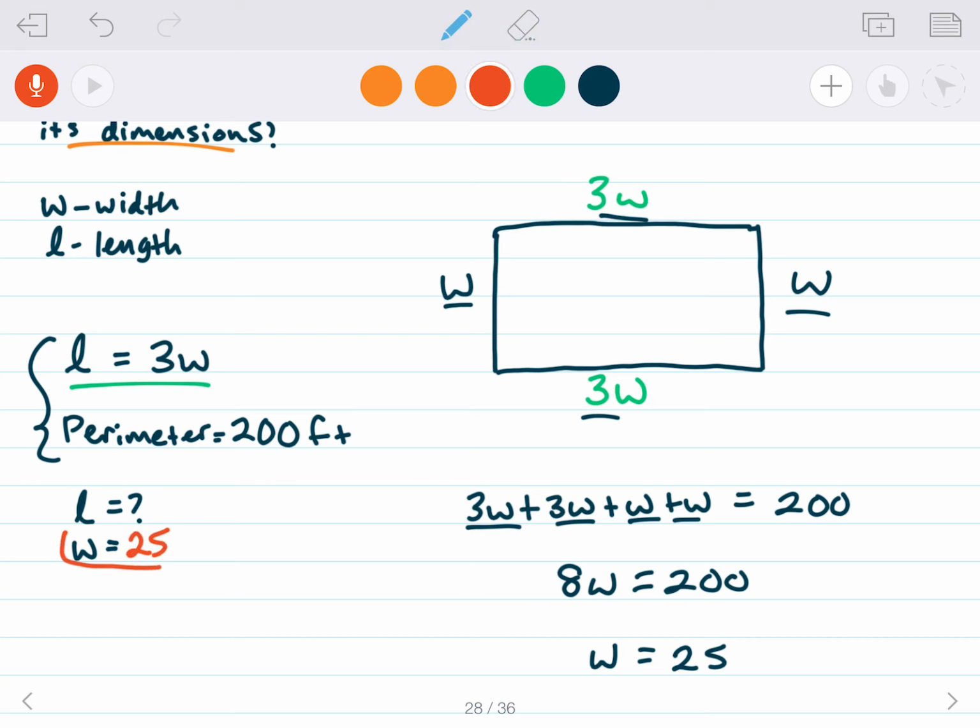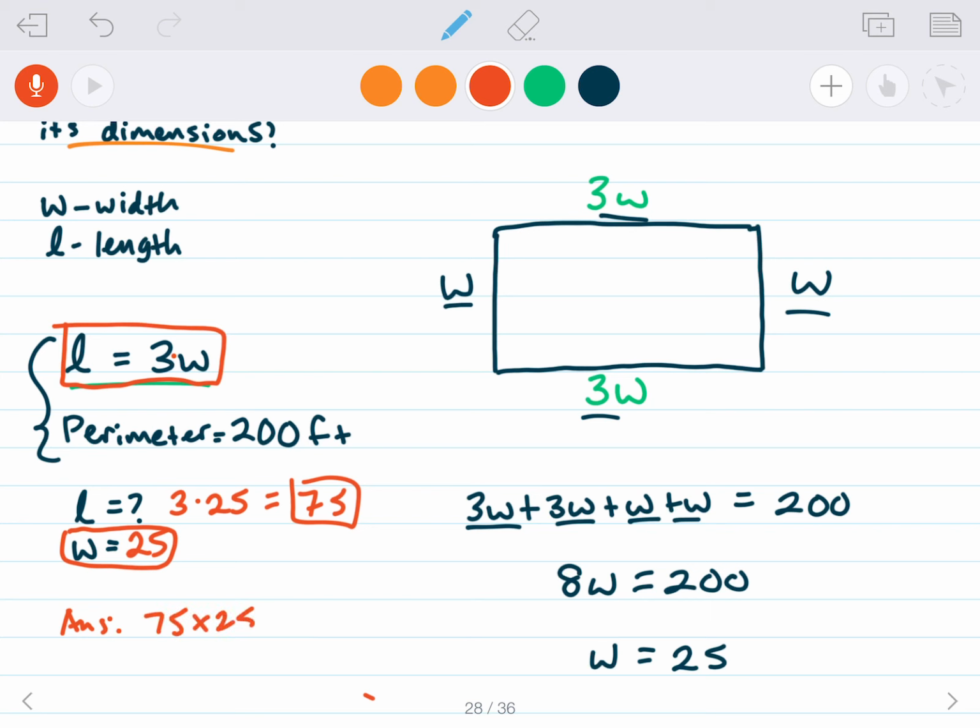And now we want to know what the length is. Well, if we know what W is, we know what the length is, because the length is 3 times W. And we just found W. W is 25. So the length is going to be 3 times 25, which is 75 feet. So my dimensions, so my answer is 75 by 25. Or if you want to do it the opposite way, that's cool too. That's our dimensions of this rectangle.